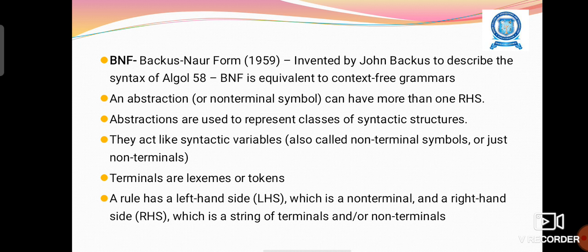In the rules, we have terminal symbols and non-terminal symbols. Non-terminals are nothing but variables. Terminals are lexemes or tokens. In a rule, the left-hand side will have the non-terminal, and the right-hand side will have the terminal as well as non-terminal.